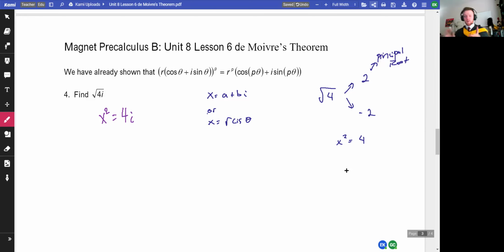R cis theta. Okay. So we need to find a number that when squared gives us 4i. I'm going to replace our x with r cosine theta plus i sine theta, squared, equals 4i. We need to find an r and a theta that make this equation true. So r needs to be 2. Are you using de Moivre's theorem here? Yeah. So r squared times cosine 2 theta plus i sine 2 theta equals 4i.